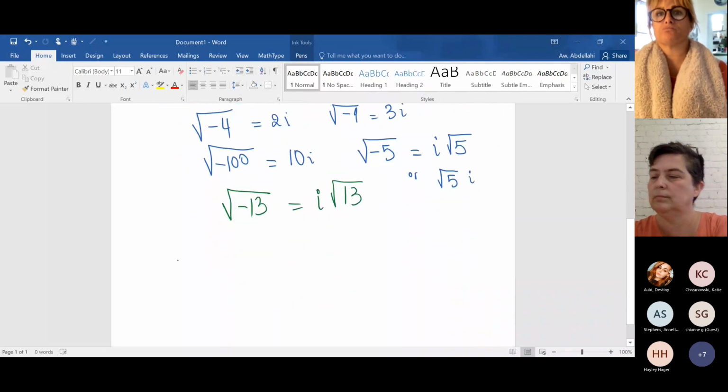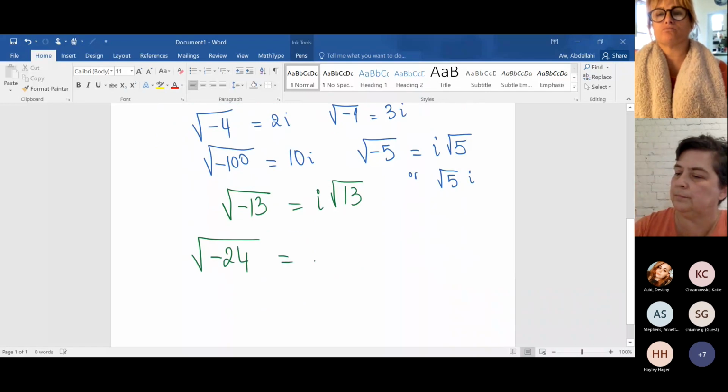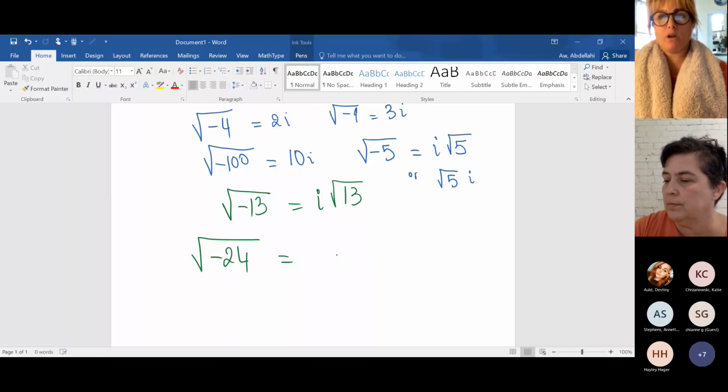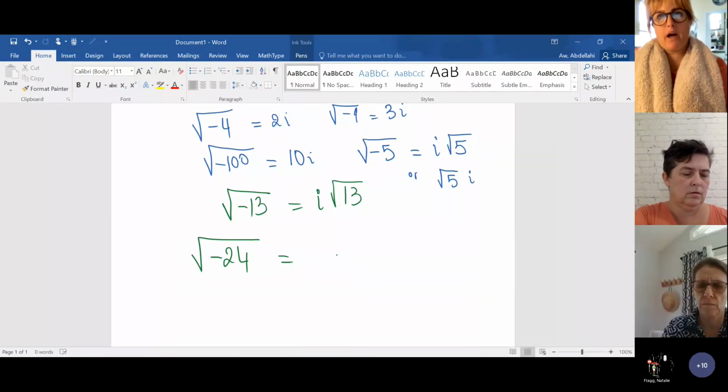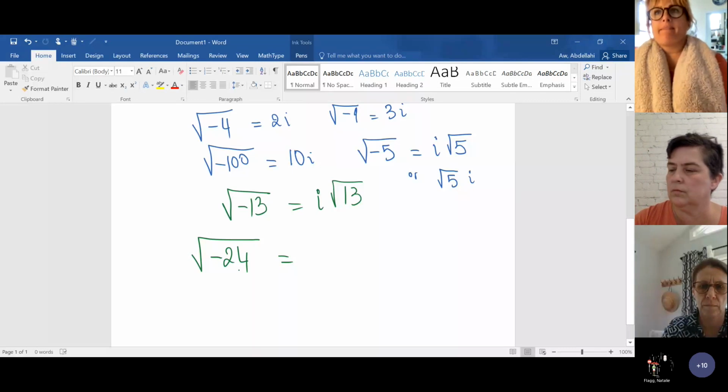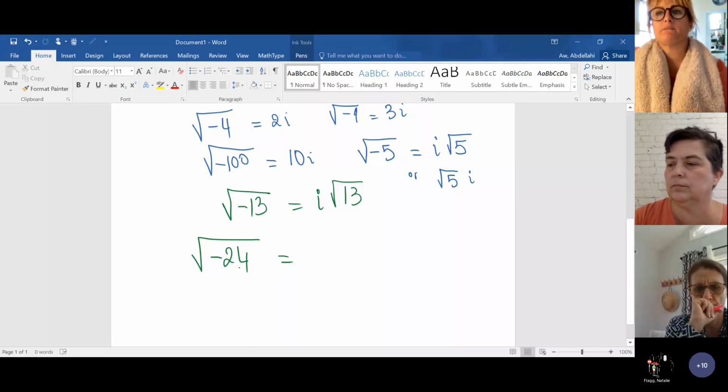Okay. So if I ask you to simplify the square root of negative 24, how are you going to simplify this? i square root of 24. i square root of 24, right? Now, can we do something to simplify the square root of 24? Yes. Okay. 2i square root of 6. Thank you. That's very good, because 24 is viewed as 4 and 6, right?